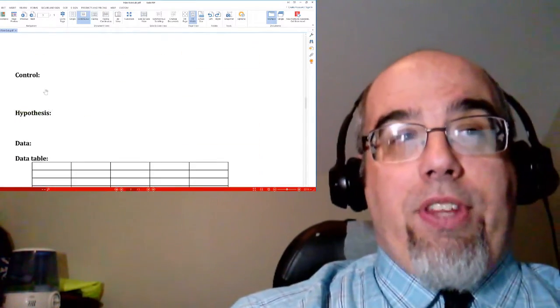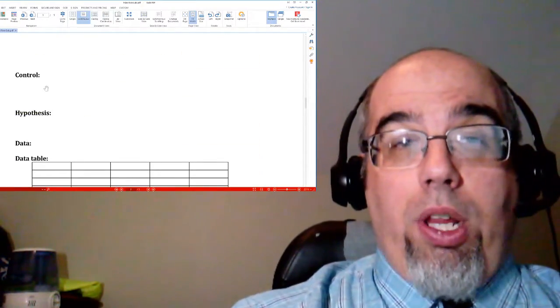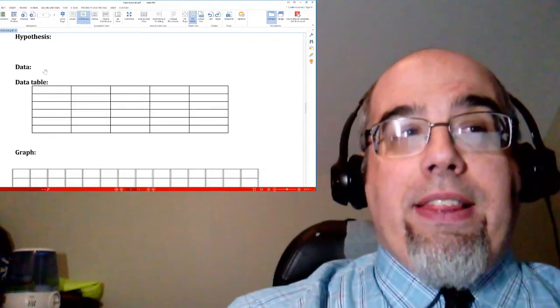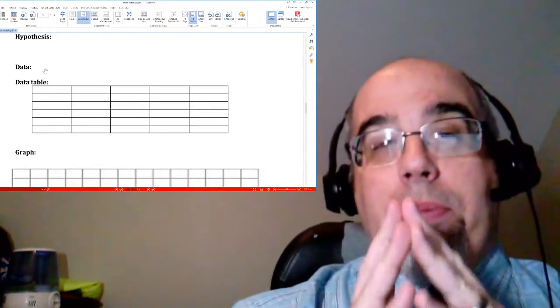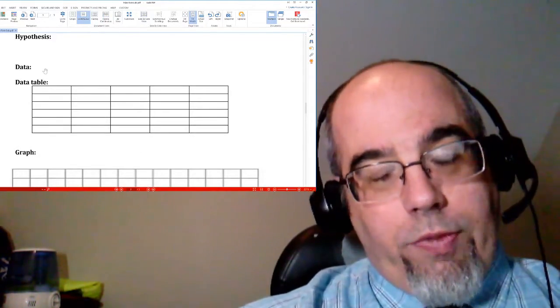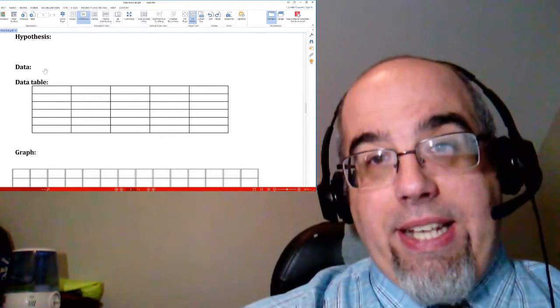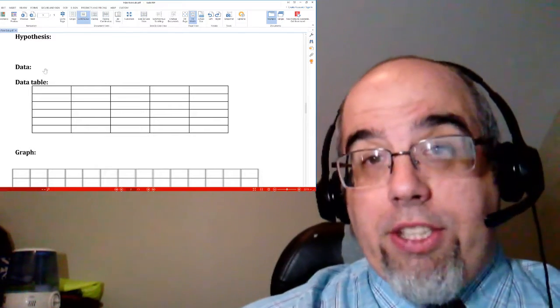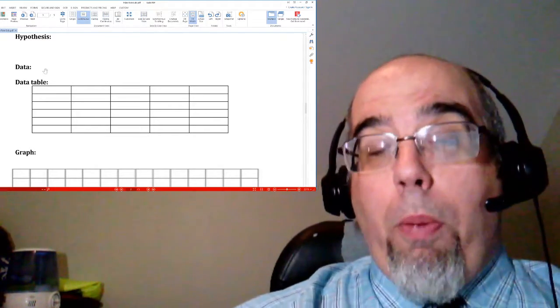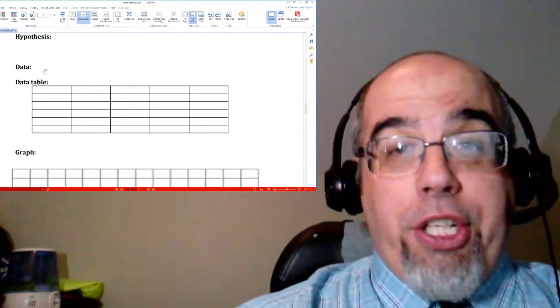Now, on the page after that, it gives you a space to fill out your control, fill out your hypothesis, and then your data table. Now, it's important to note there are a lot of different ways to organize a data table. This data table may be much bigger than you need.